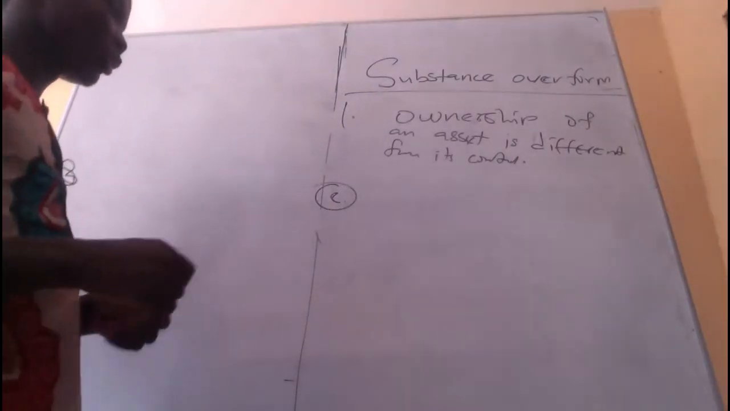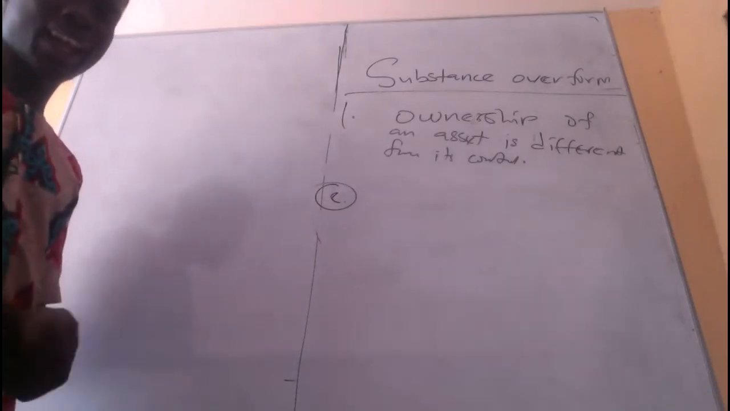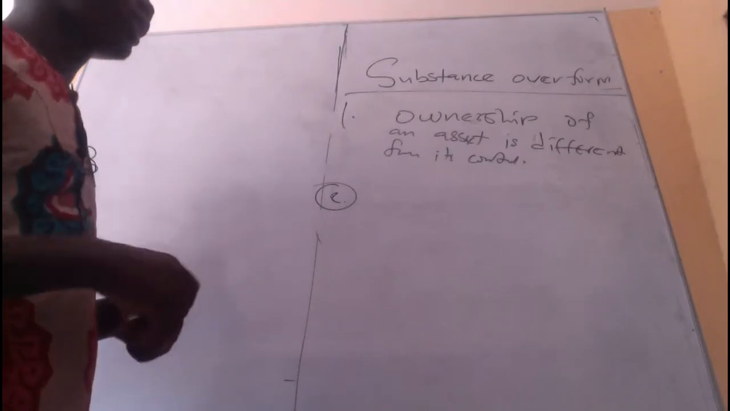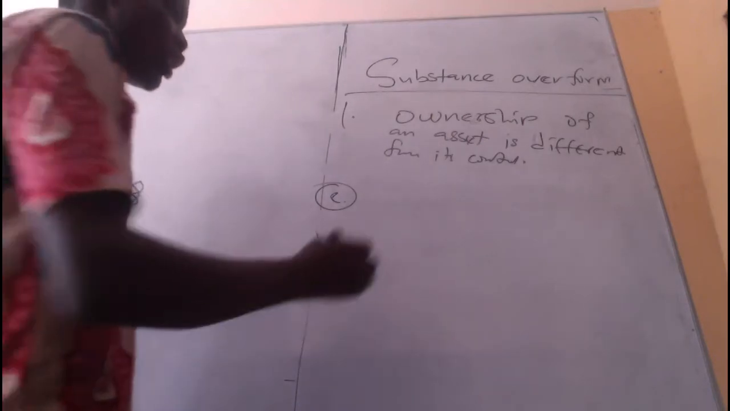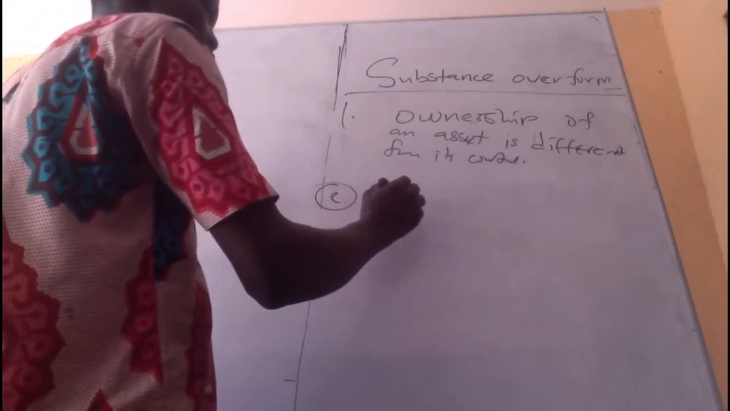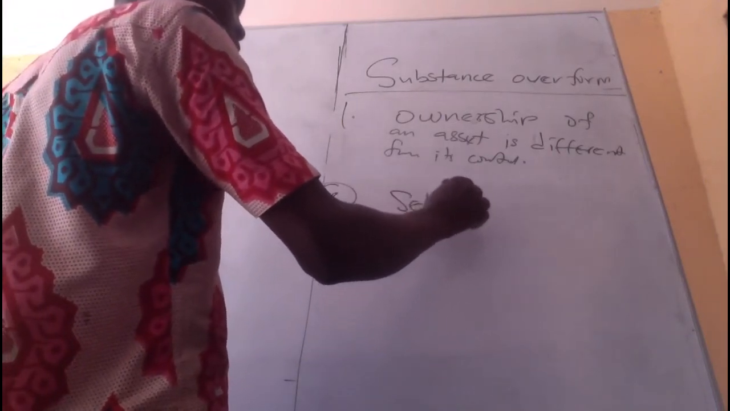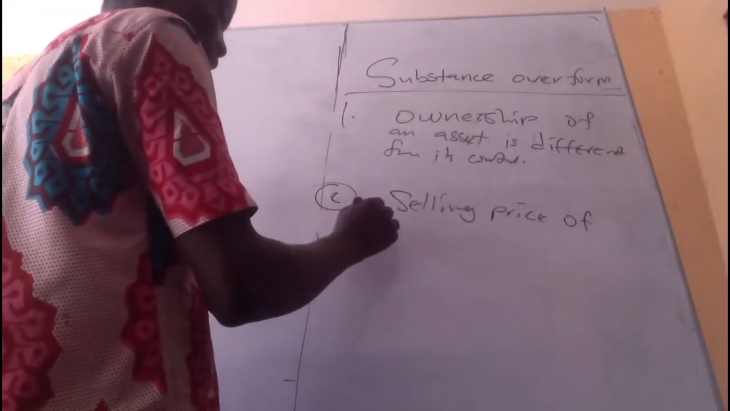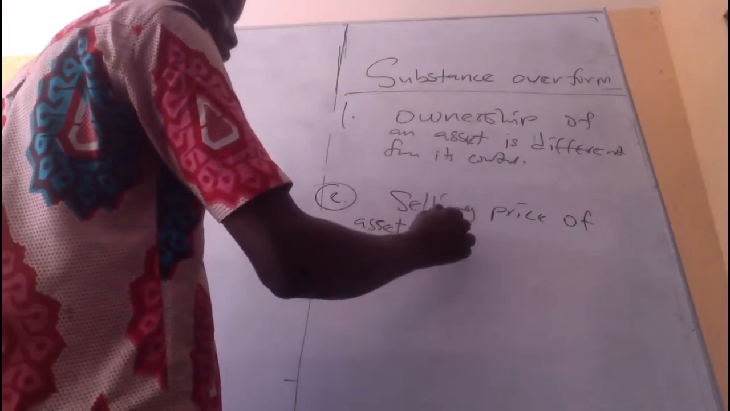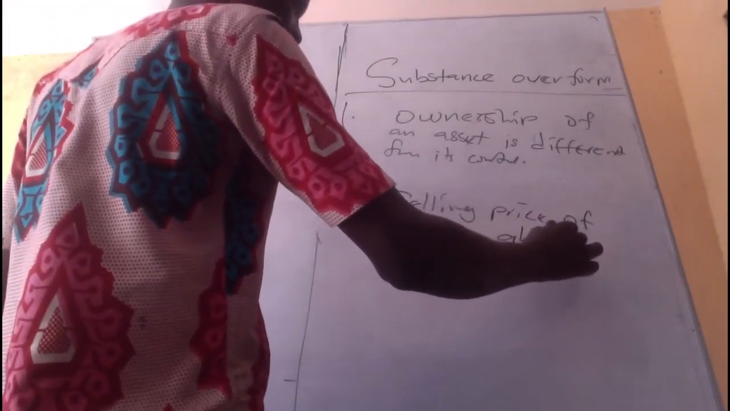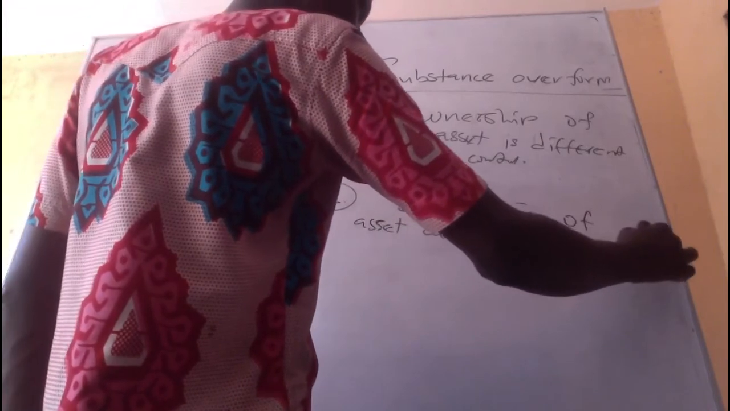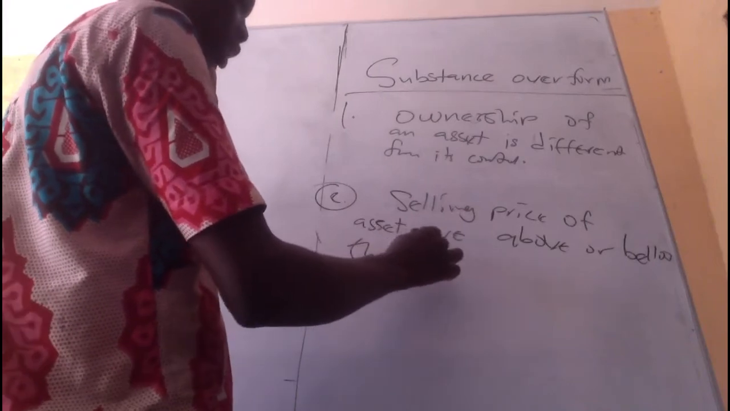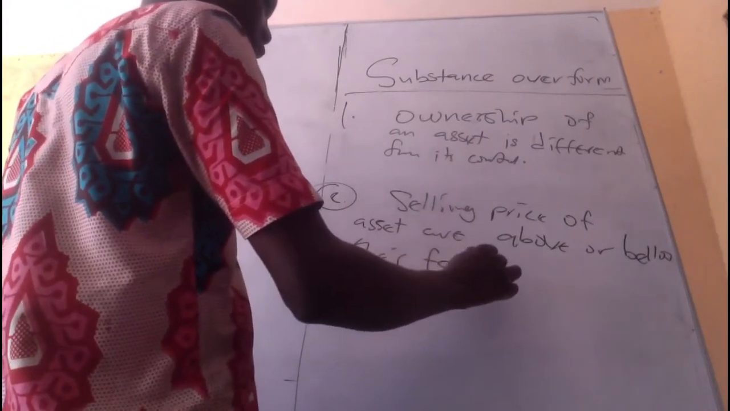I'll go to the second point. The second point will be where assets are priced or sold below or above their fair values. So where the selling price of assets is either above or below, I'll explain to you, their fair value.